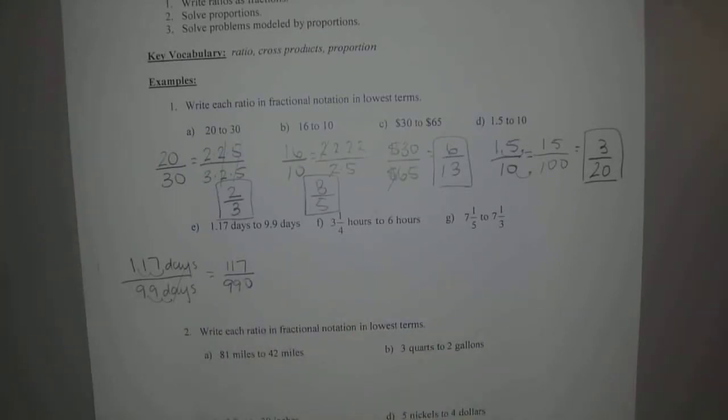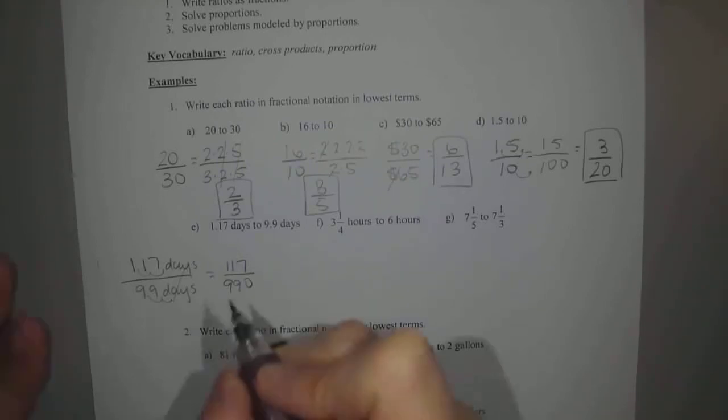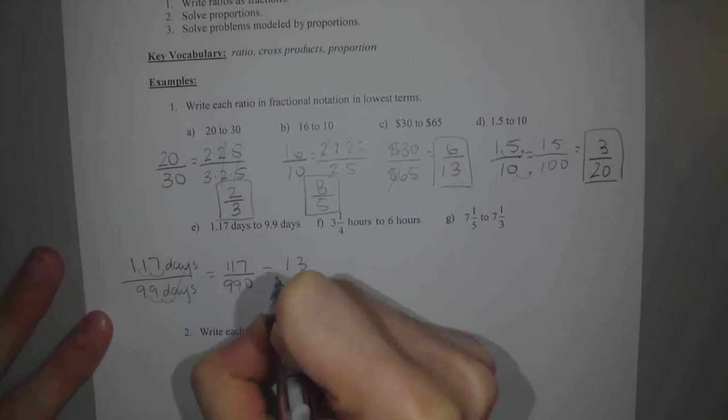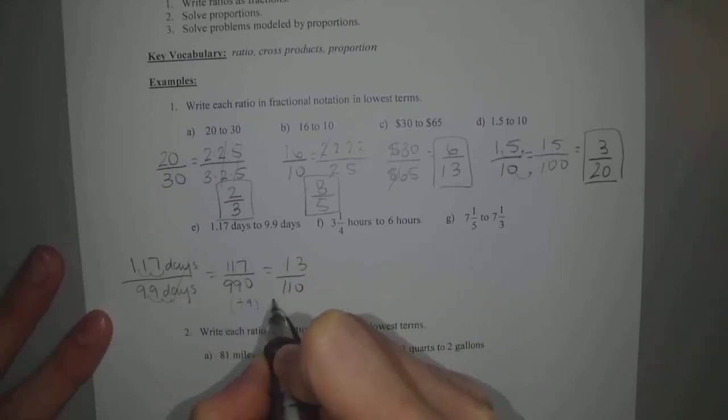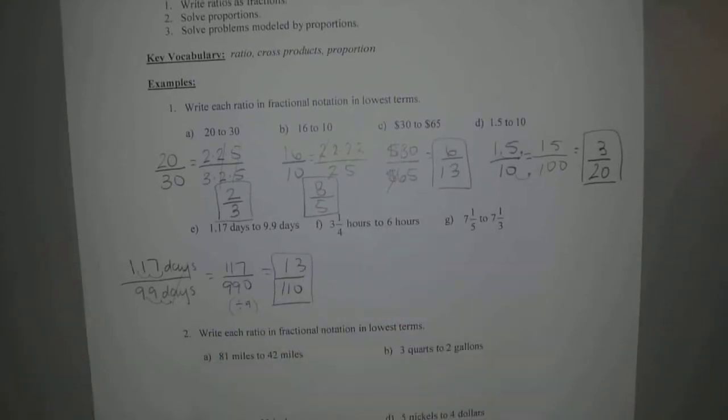If you were doing it by hand, you could break it down. 117 is divisible by 3 and all that stuff. Actually, 117 and 990 are both divisible by 9. So if you had your graphing calculator, you put that in and hit Math Frac, and you'll get 13/110. I'll put divide by 9 there so you know where we got that answer. Both of them are divisible by 9, so the 9's would cancel out.